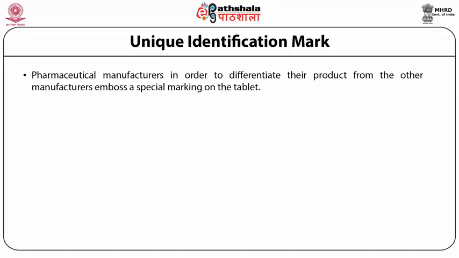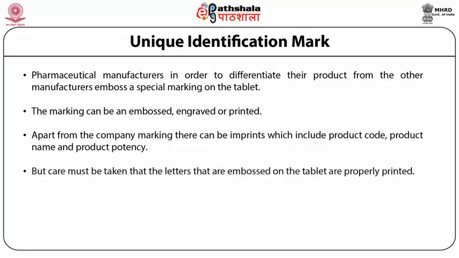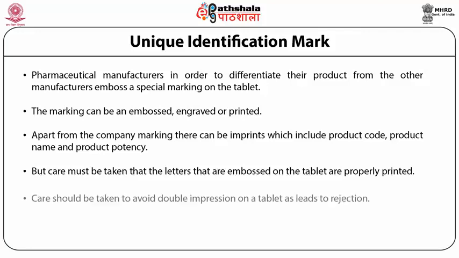Usually, pharmaceutical manufacturers, in order to differentiate their product from other manufacturers, emboss a special marking on the tablet. The marking can be embossed, engraved or printed. Apart from the company marking, there can be imprints which include product code, product name and product potency. But care must be taken that the letters embossed on the tablet are properly printed, and care should also be taken to avoid double impression on a tablet, as it leads to rejection.